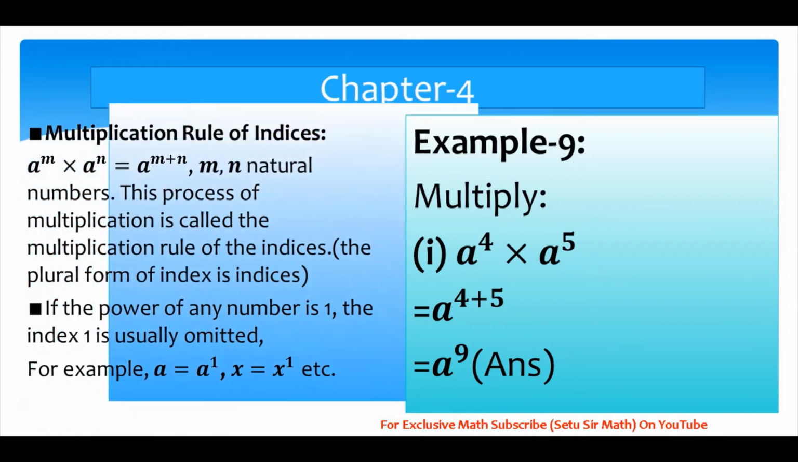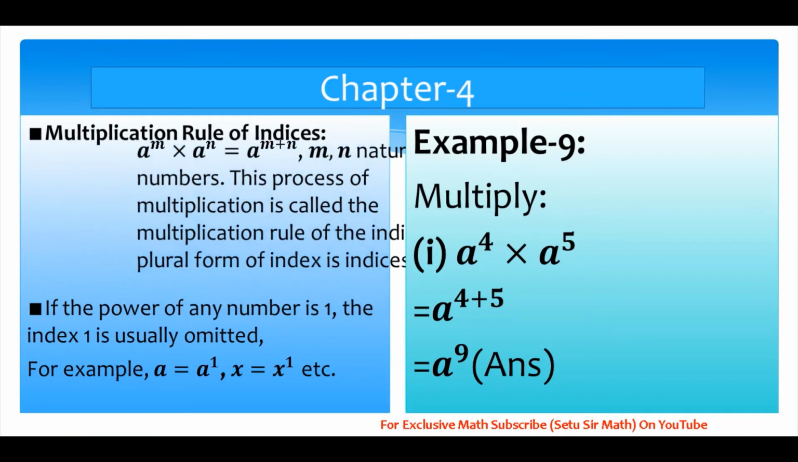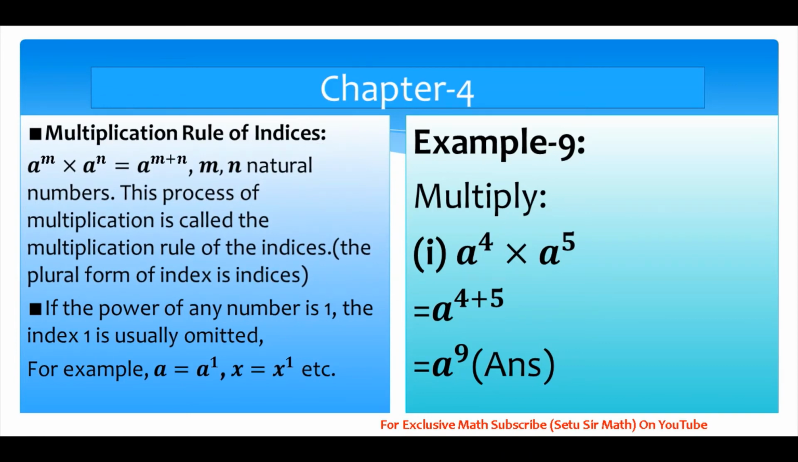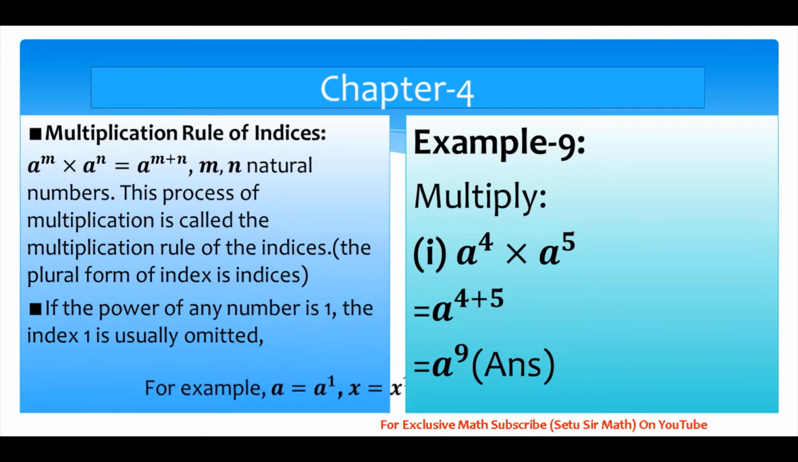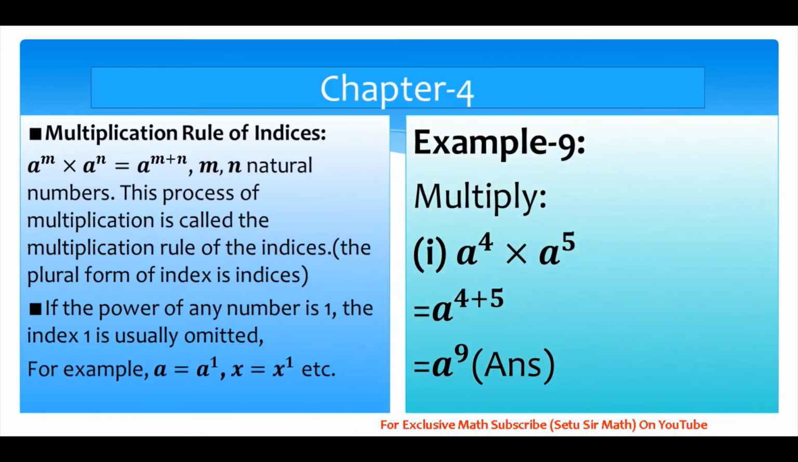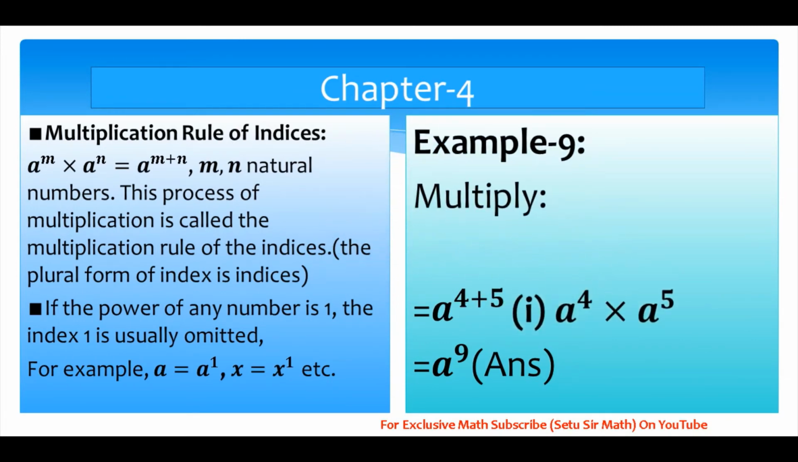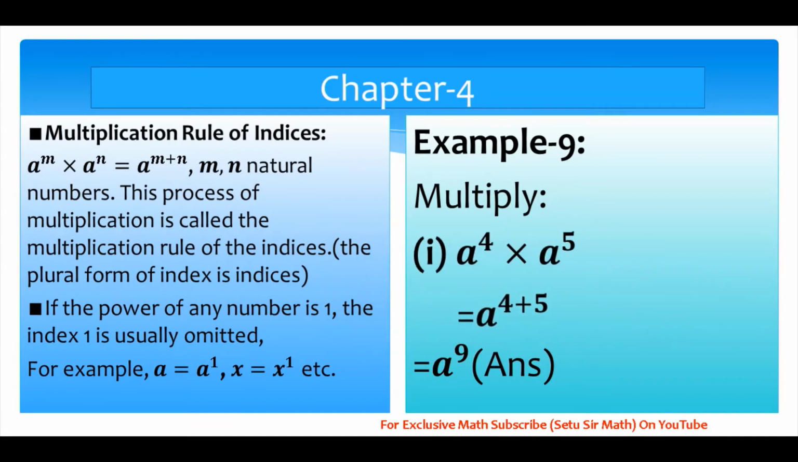Let's see again. The multiplication rule of indices, that is the formula a to the power m multiplied by a to the power n equals a to the power m plus n. This is a very important formula for you. If the power of any number is 1, the index 1 is usually omitted. Example number 9, multiply a to the power 4 by a to the power 5, and if we apply the multiplication rule of indices, we get a to the power 4 plus 5, which is a to the power 9, our desired answer.